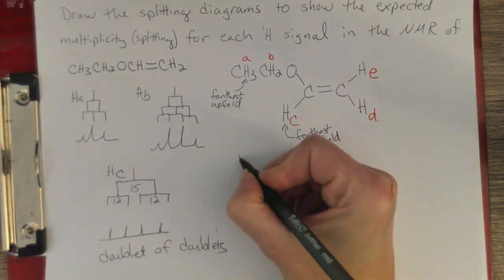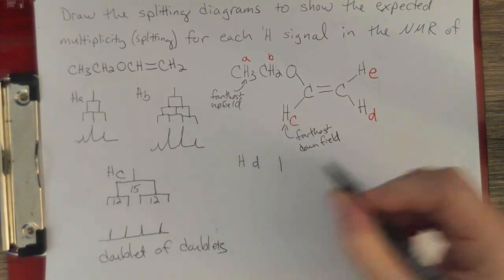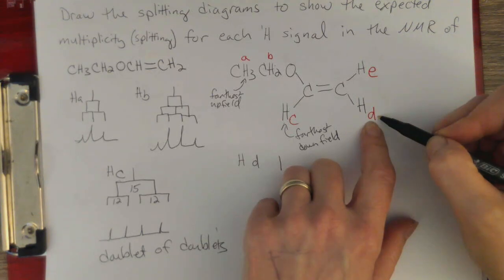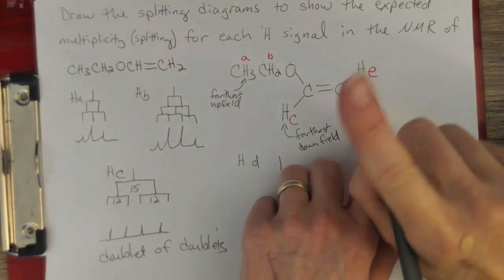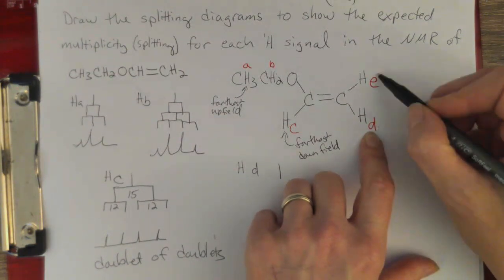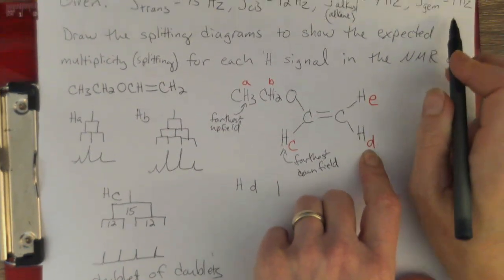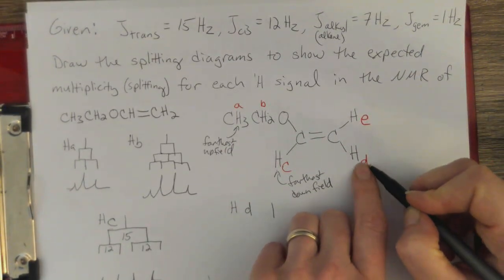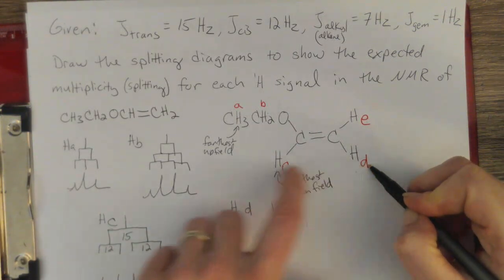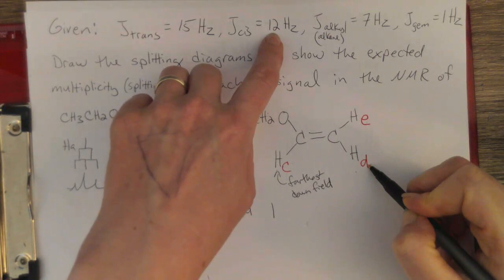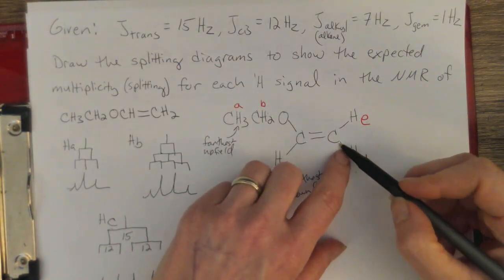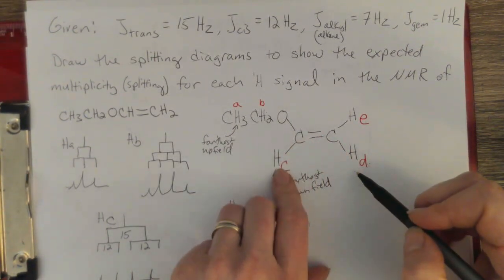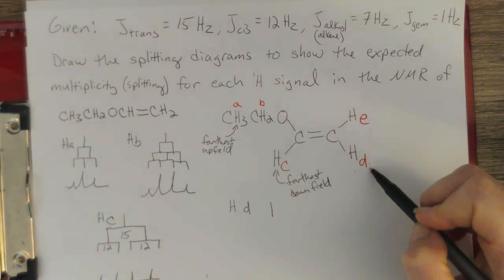Let's do that one next. So what is splitting HD? So it has HE. What is the relationship between these two? Is this referred to as cis? No, it is geminal. These have a very small coupling constant. This is the 1 hertz split, okay? All right, and then what is the relationship between HD and HC? These are cis to each other, so then that's the 12, okay? So again, notice that this is 2 bonds away and not equivalent. This one is 3 bonds away and not equivalent. All right, let's do this.